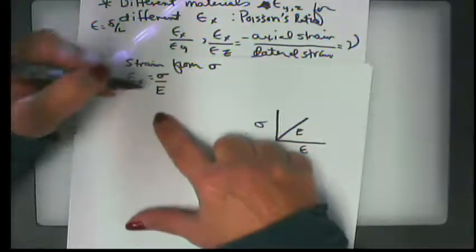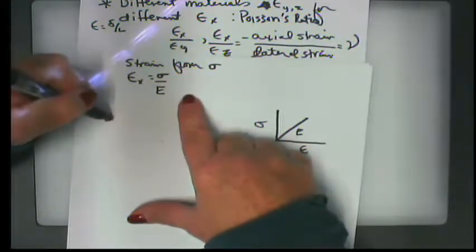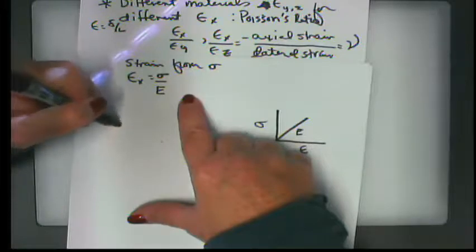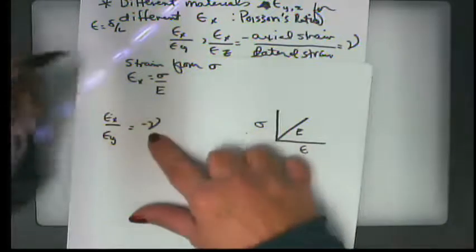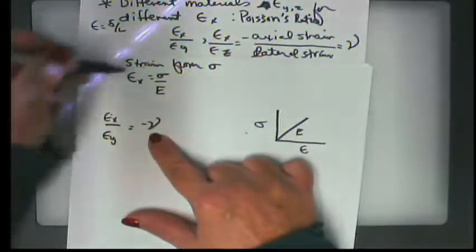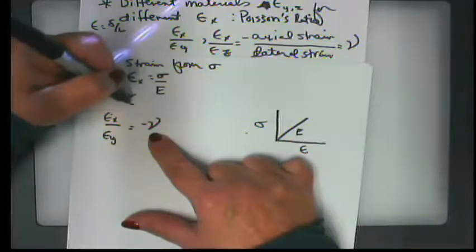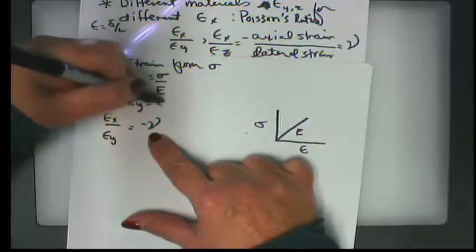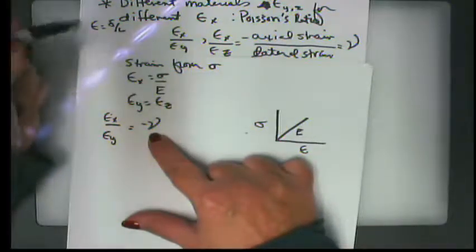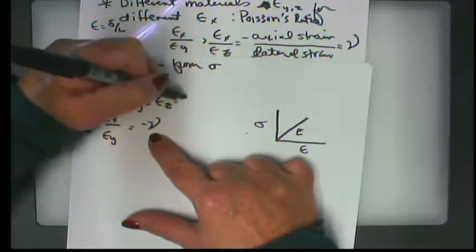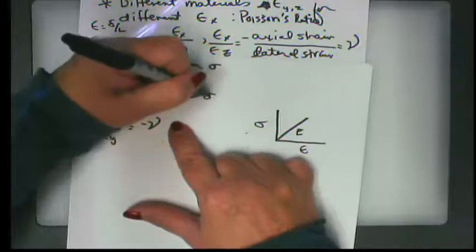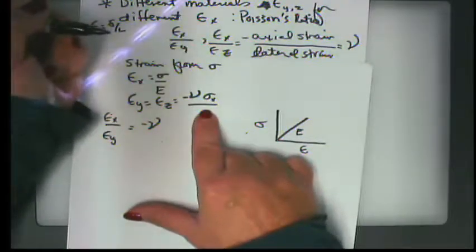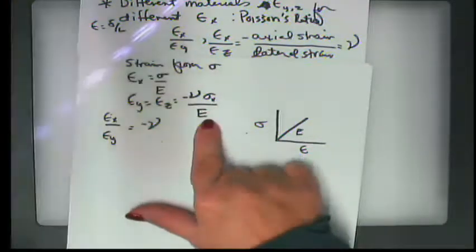So now that we know that epsilon x over epsilon y is equal to the negative of Poisson's ratio, we can also say that epsilon y for homogeneous material will be equal to epsilon z, which will be equal to the negative of Poisson's ratio times that axial stress over the modulus of elasticity.